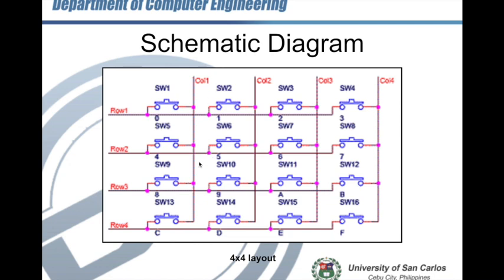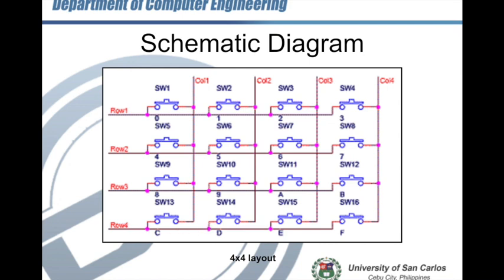However, that is just for column 1. If we pass a current through column 2, the same thing would happen. Let's say, for example, column 2, press switch 2, the current would flow from column 2 to row 1. Or if you press switch 14, the current would flow from column 2 to row 4.